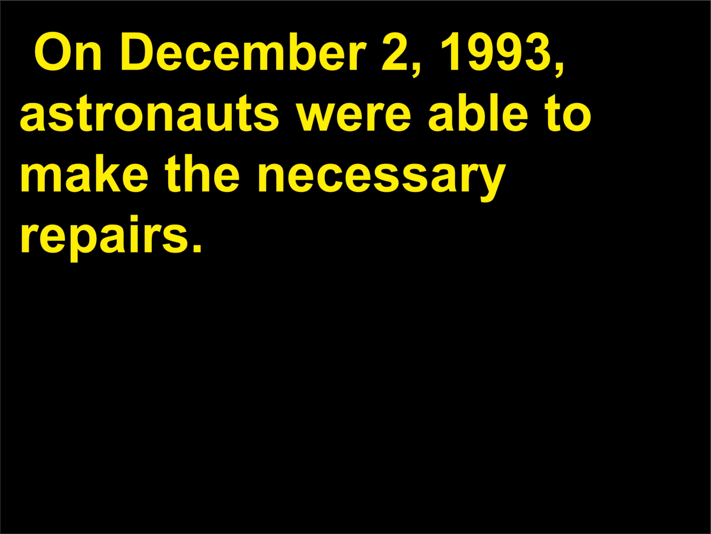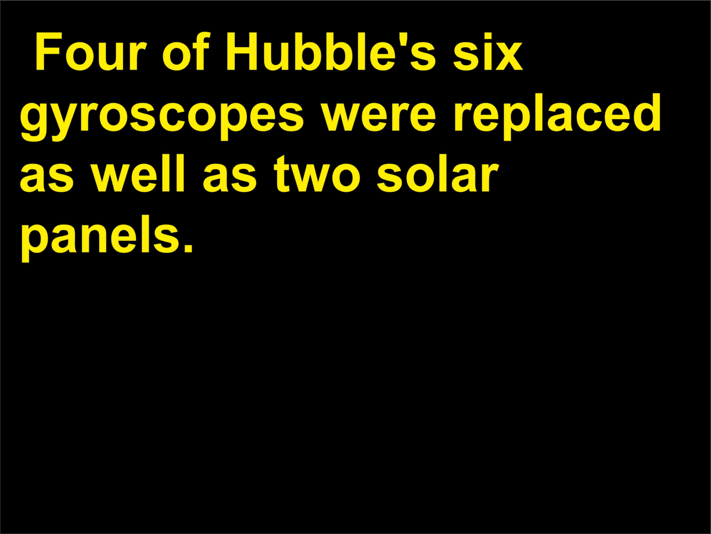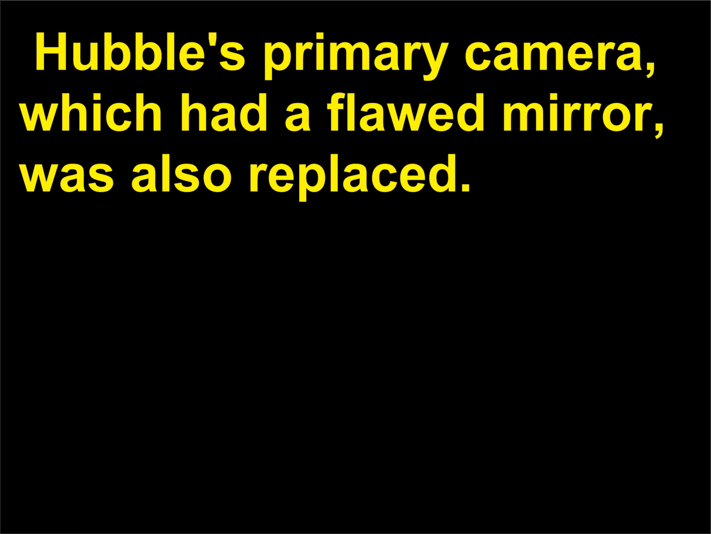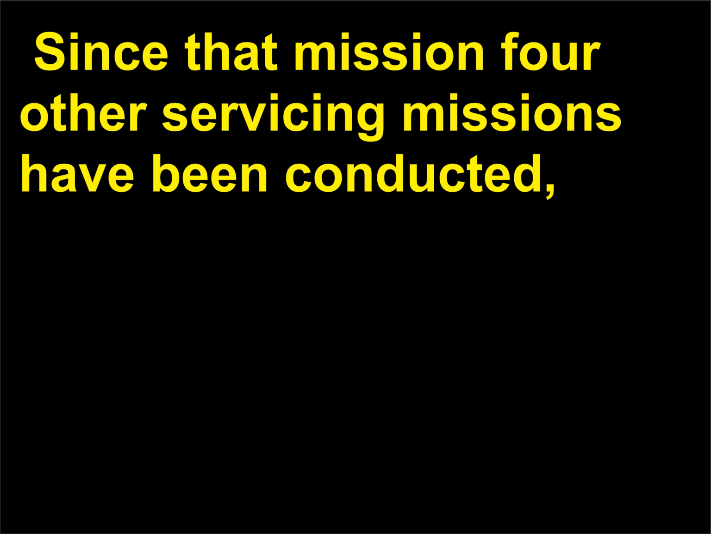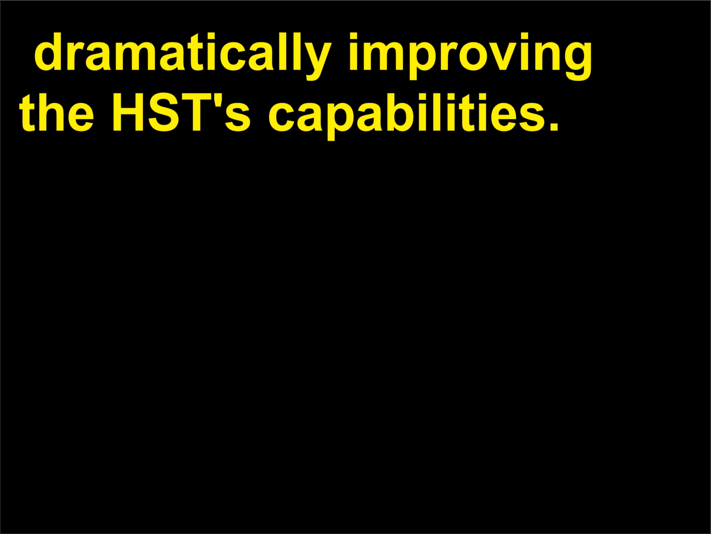On December 2, 1993, astronauts were able to make the necessary repairs. 4 of Hubble's 6 gyroscopes were replaced as well as 2 solar panels. Hubble's primary camera, which had a flawed mirror, was also replaced. Since that mission, 4 other servicing missions have been conducted, dramatically improving the HST's capabilities.